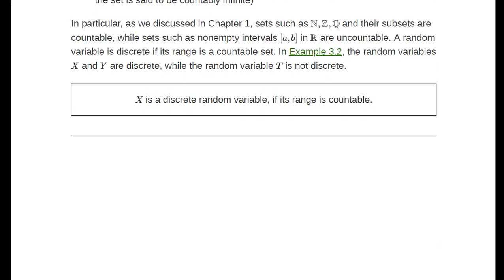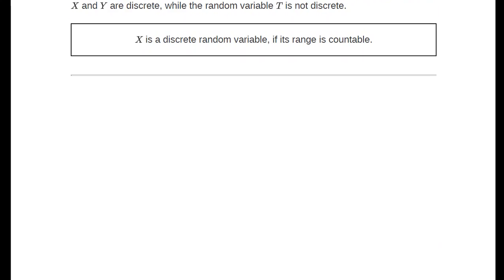A random variable is discrete if its range is a countable set. In the previous example, the random variables X and Y are discrete, while the random variable T is not discrete. X is a discrete random variable if its range is countable.